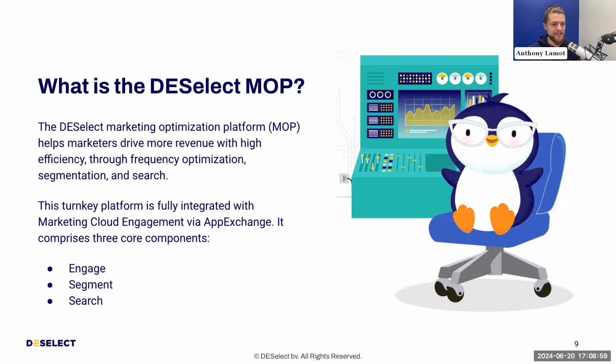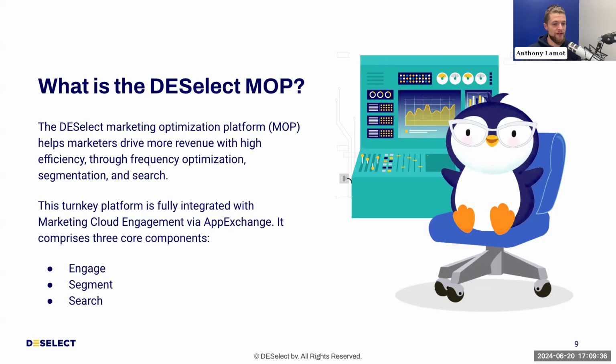Now, in the case of DESelect, it's a turnkey platform and is fully integrated with Marketing Cloud Engagement. So many customers still refer to this as SFMC or Salesforce Marketing Cloud, or some people even still refer to it as Exact Target. I'm going to be using Marketing Cloud Engagement here as the official product name for that product. So our platform, our MOP, is integrated with that through AppExchange. So you can download us off AppExchange, install it, and play with it. We offer 3 core components: Engage, Segment, and Search.